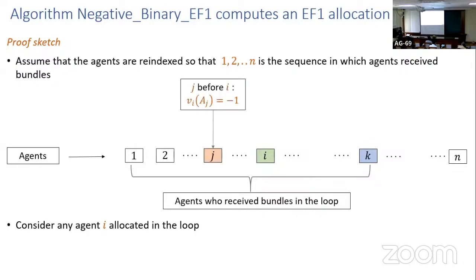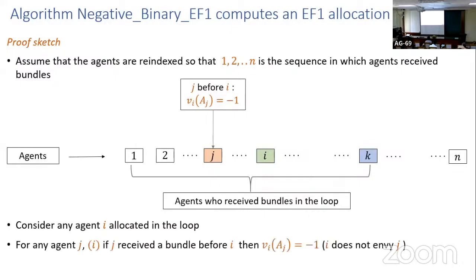And consider any agent j who has been allocated a bundle before I. By the allocation process, j has received a bundle which was inclusion-wise minimal, and it had value -1 for all the agents who appeared after j. So v_i of A_j is -1. So agent I values agent J's bundle at -1, so agent I won't envy agent J.